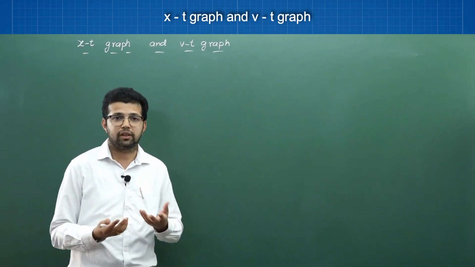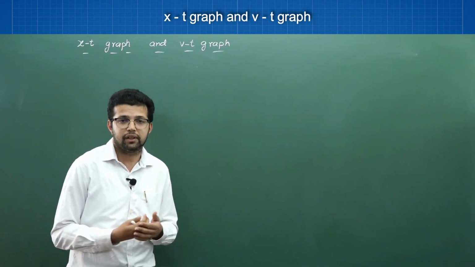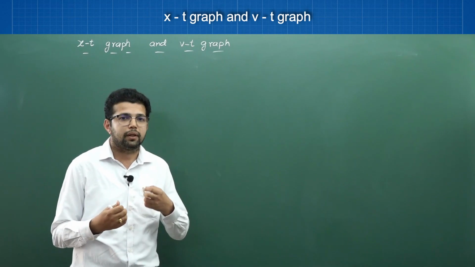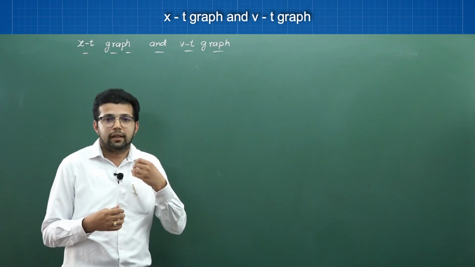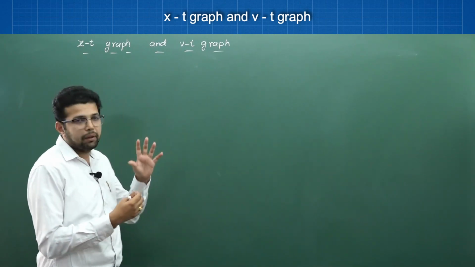We may have to draw variation of electric field with distance, we may have to draw variation of magnetic field with distance, or we may have to draw variation of electric current with time or electric voltage with time and so on. These are very simple graphs.